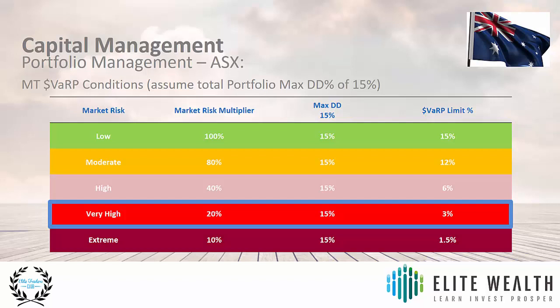Currently, because we are in very high market risk, we use a 20% market risk multiplier. So applying that to the 15% allowable drawdown means that you're actually allowed to have 3% of your capital exposed as risk in the Australian market. That's assuming that you are invested totally in the Australian market. Obviously, if you're splitting your capital 50-50, then you just divide that figure by 2, and instead of 3%, it would be 1.5% for the Australian portion.